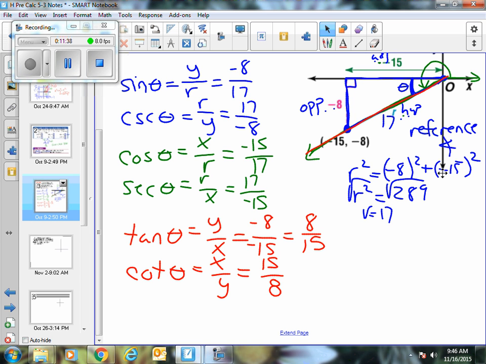So cotangent, we just flipped. So that one, the picture was sort of started for you, but you need to figure out what the reference angle is, what that picture looks like, and that third side.